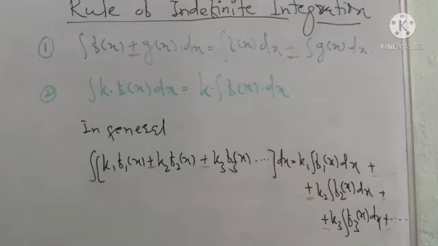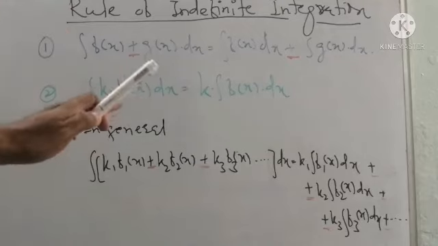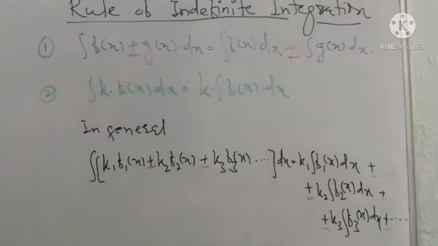Now, the second rule is again a simple rule. In the second rule we have a constant and a function of x in the product. Remember this: when only a product of a constant and a function is given, the constant is taken outside the integration, as we did in derivative. Always, the constant we take outside the derivative.